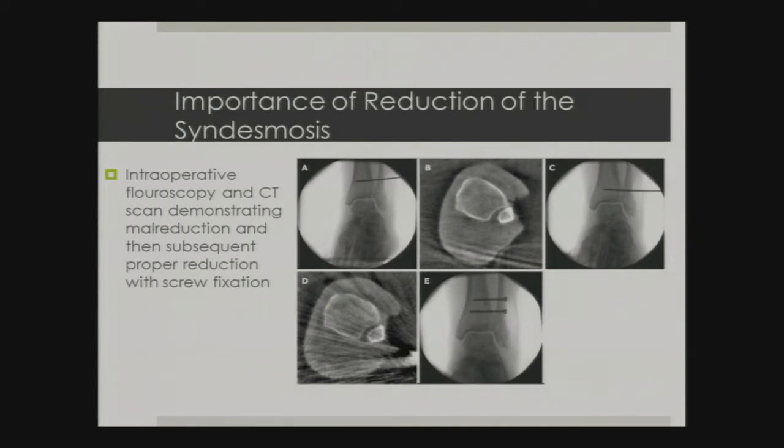This is a CT scan and intraoperative CT scan and fluoroscopy that was noted in one of the above studies that was demonstrating a reduction on the mortise view there of the syndesmosis. Then with the CT scan, it showed that it was malreduced, and they removed the K-wire and re-reduced it. There's a CT scan demonstrating the improved reduction and then fixation with 2 stainless steel screws.